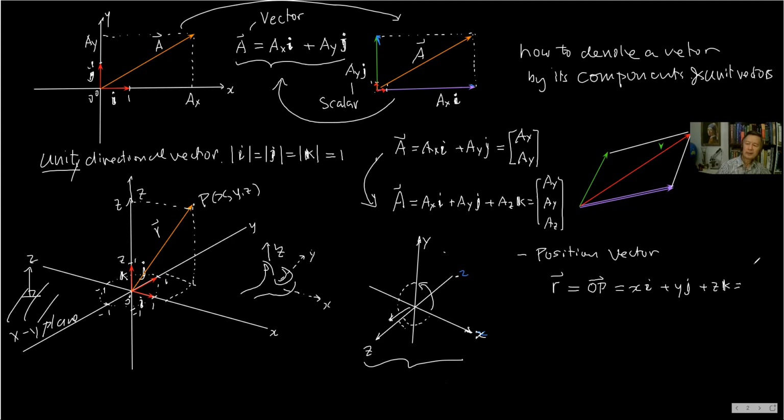Or if you use matrix, it's much simpler. That is x, y, z. You see that? Now you have started calculus. So what is the velocity vector? The velocity, okay, see. Can you help me to write the velocity vector? Do you want to try?